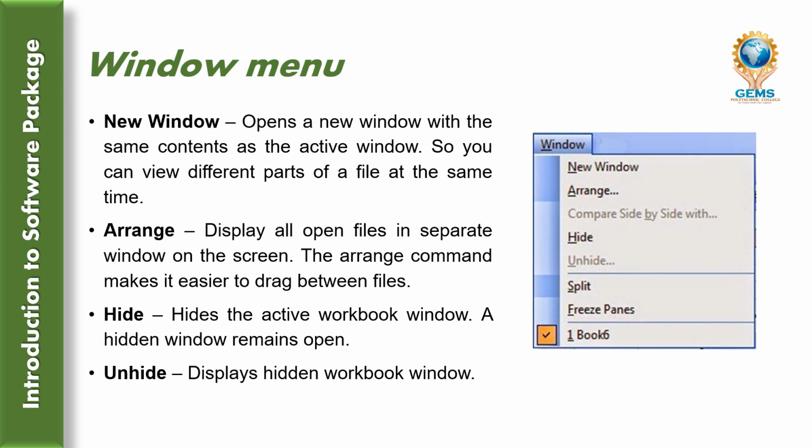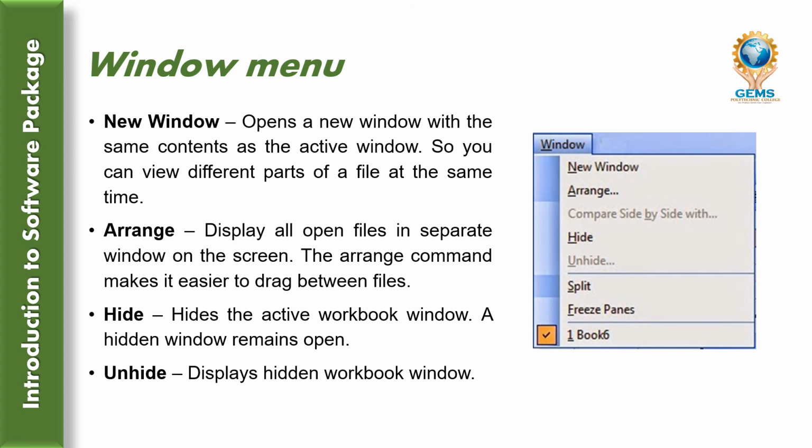Now we will see the Window menu. The Window menu helps you open a new window. That is, open a new window with the same content as the active window, so you can view different parts of a file at the same time.